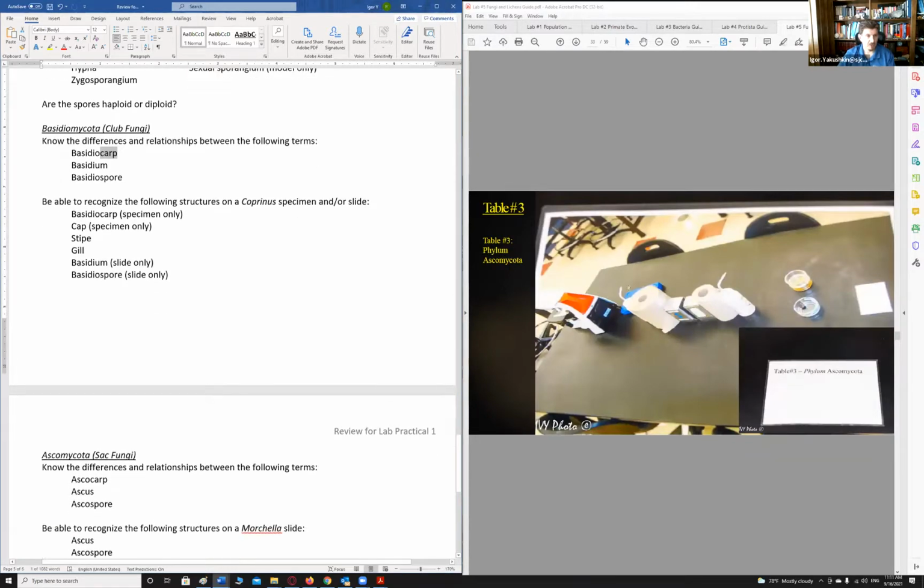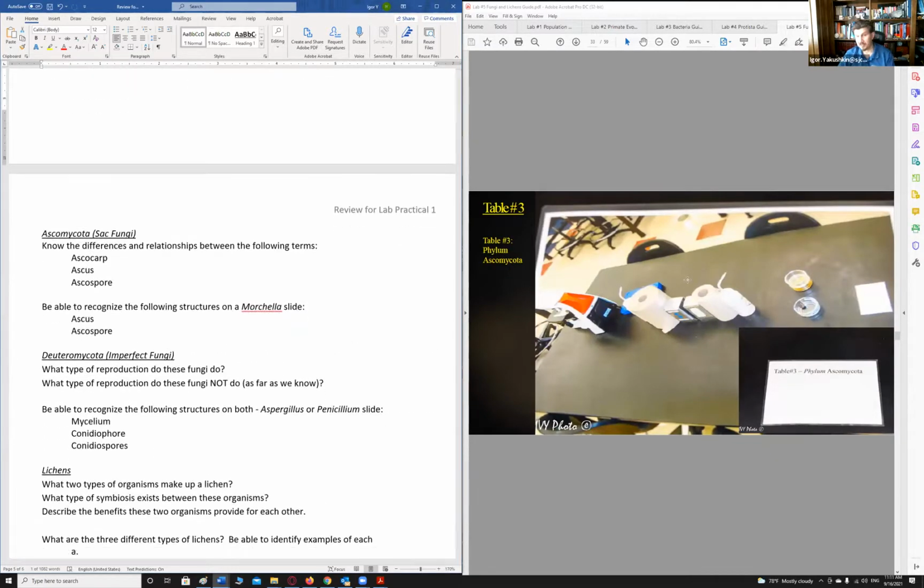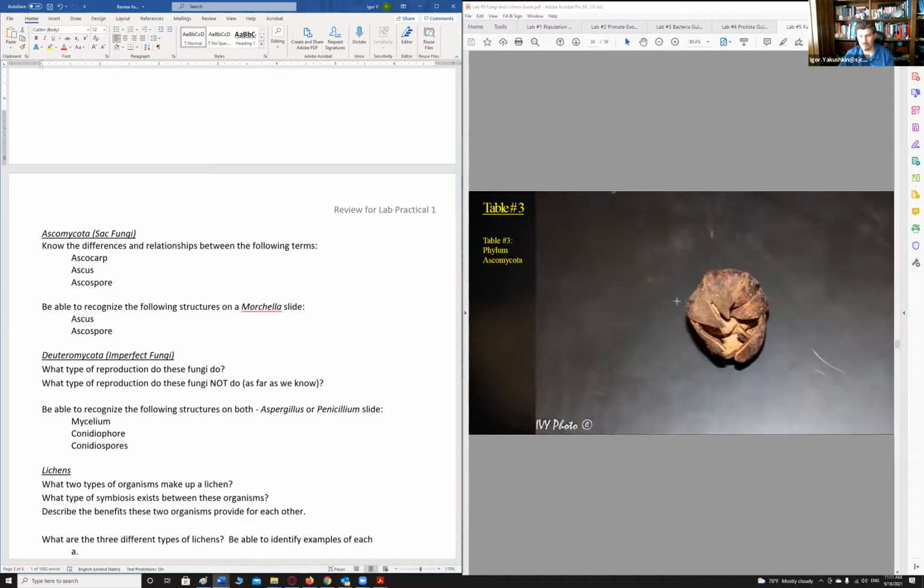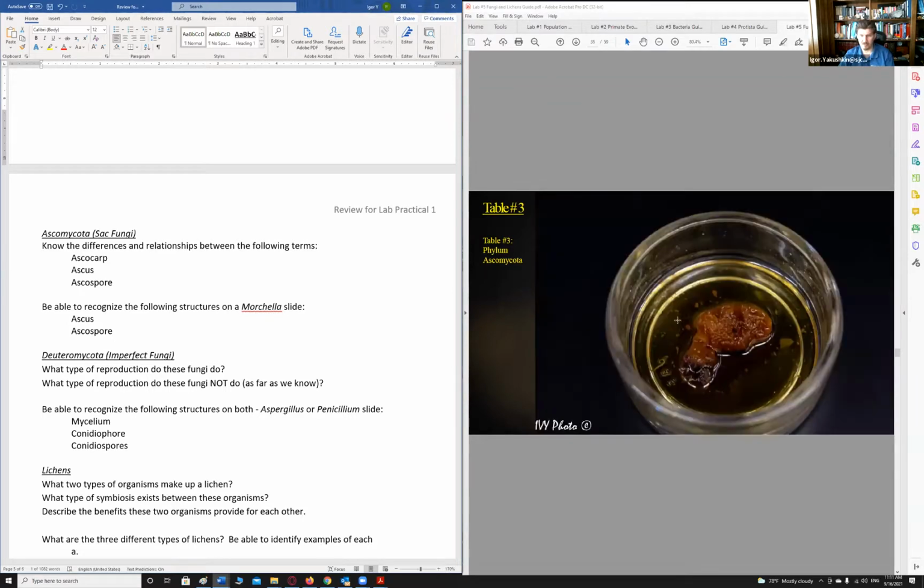Now let's take a look. Ascomycota, similar. Actually, it should be. That's the Earth star. I think it's basidium. I need to double check. I will not put that one on the test. I think that's the actual basidiospore. Basidiomycota. This one is for sure.